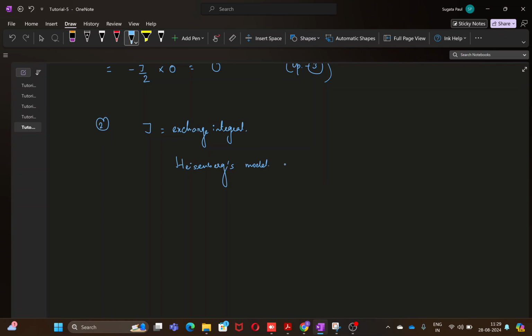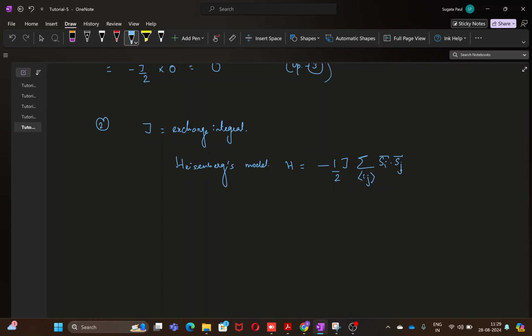So in the Heisenberg model, the Hamiltonian H is written as minus J sum over ij. This bracket means that we are talking about the nearest neighbors i and j, and then Si vector dot Sj vector. So this is the case. Sometimes there is also a half sign in front of it, so that you do not double count each of the terms.